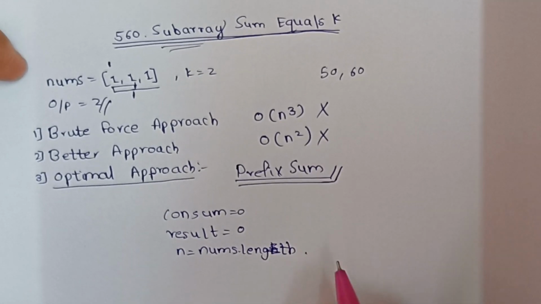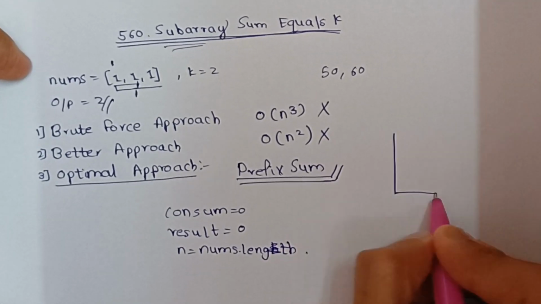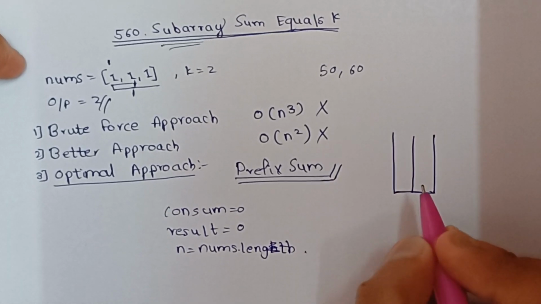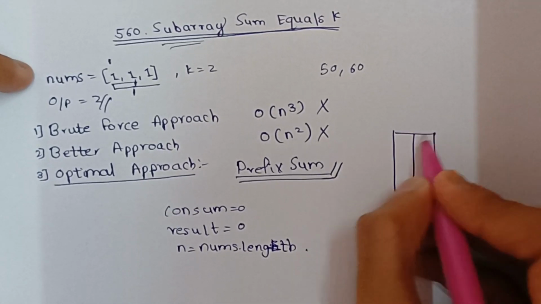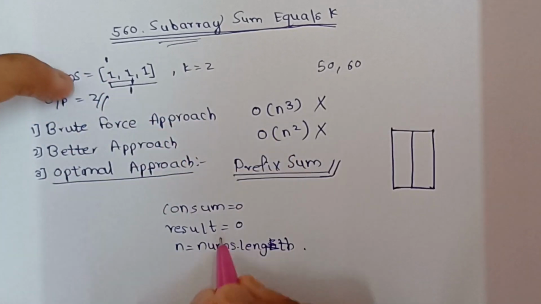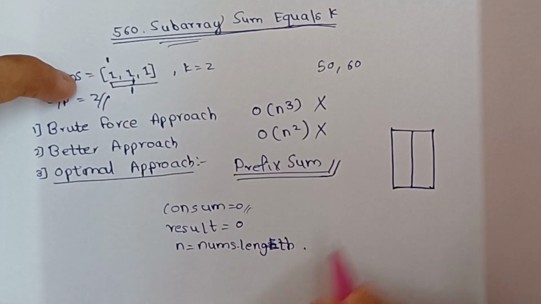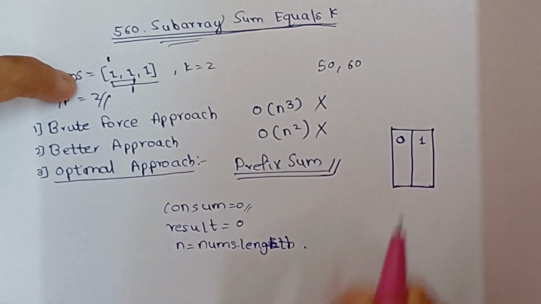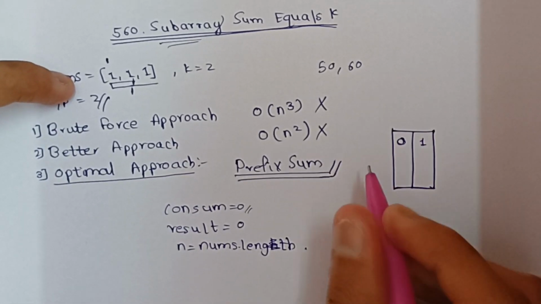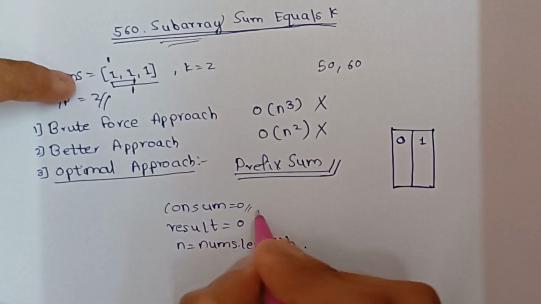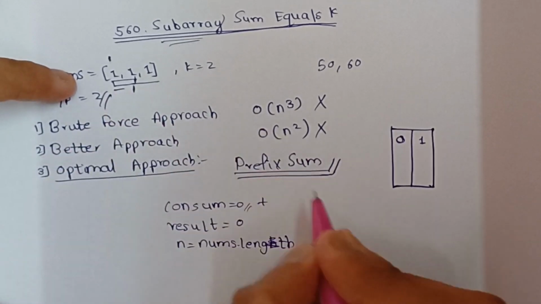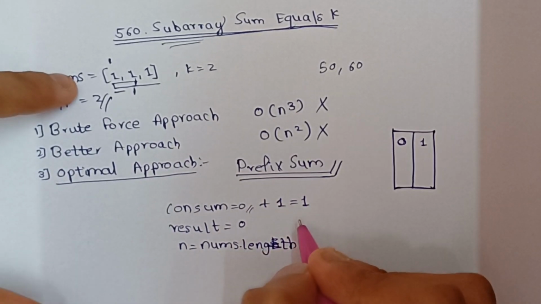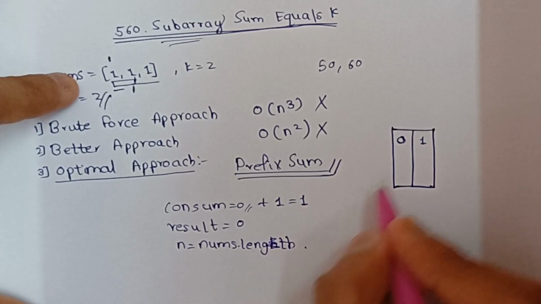Then we will create one hash map, and in the hash map we will store the sum. We will first put 0, because the consecutive sum is 0 at the start, so we put 0 in the hash map first. Here 0 occurs one time. Now we add the consecutive sum plus this element, so if we add one element it becomes 1. Then we will check whether 1 is contained in the hash map.